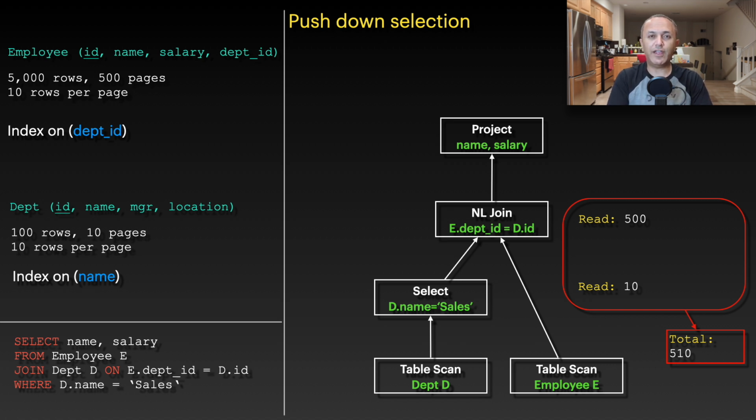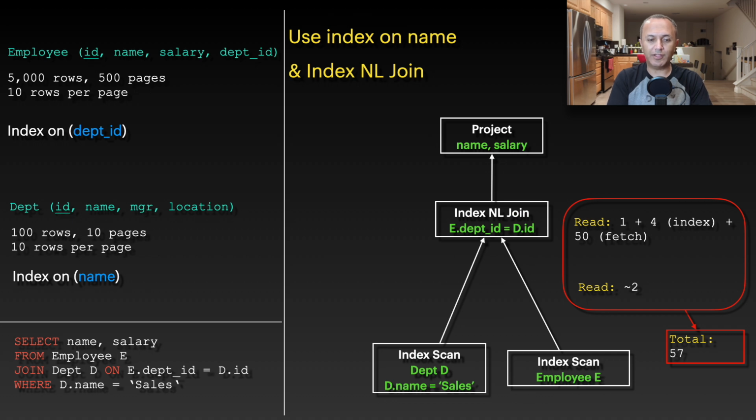So far, we have not taken advantage of the indexes that we have. So if we try to use the indexes on both sides, we could use the index on the department side to look up the sales department. And we could also use the index on the employee side to make this into an index nested loop join. So in this case, it will look something like this. I'm using some just random numbers here for the index costs, which is going to be definitely much less than doing a full table scan, but it's going to be roughly around this number of reads. So 57, 60 reads total.